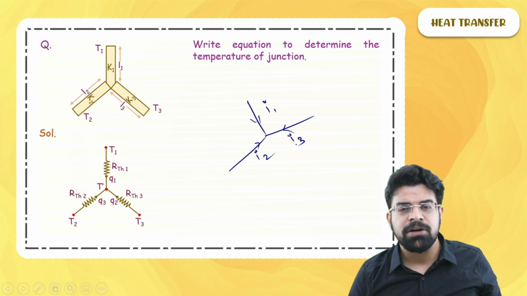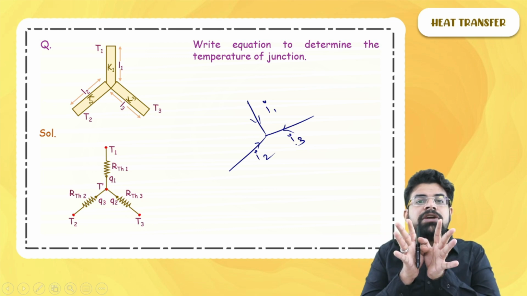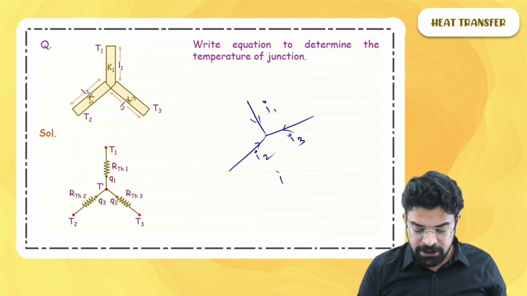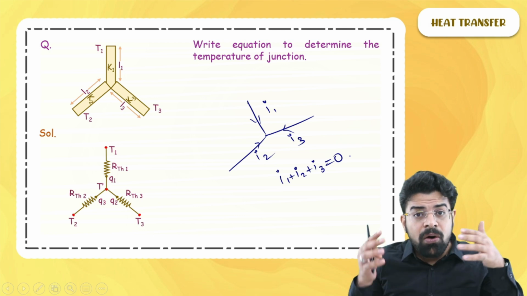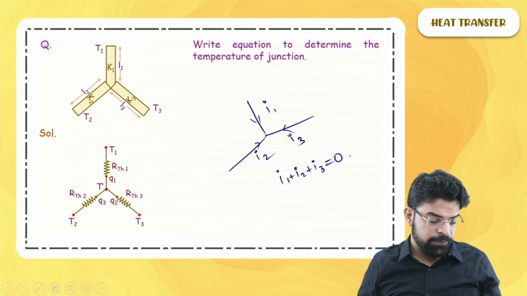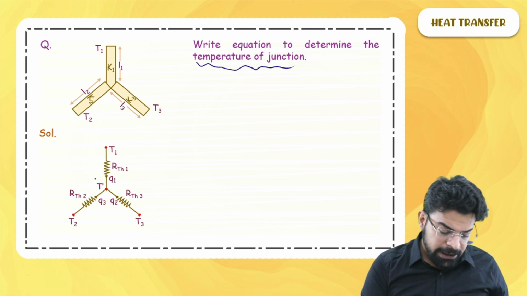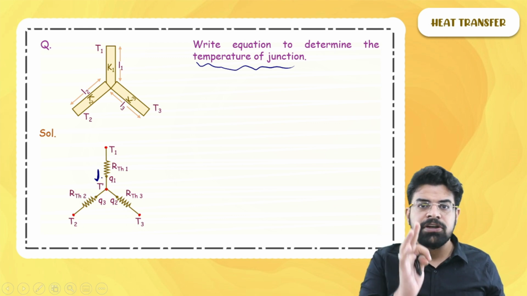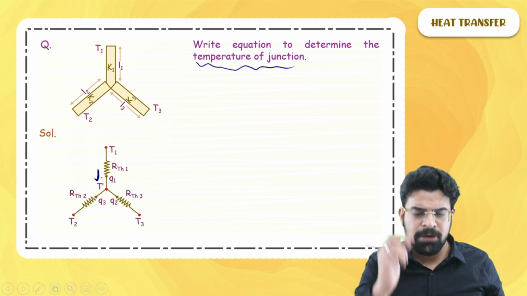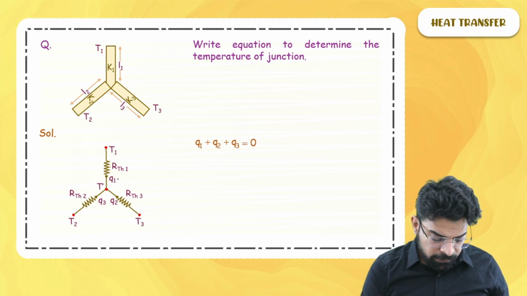You will say, sir, from Kirchhoff's current law, the current coming to the junction has to be equal to the current going away from the junction. So I will write that I1 plus I2 plus I3 will be equal to 0, because no current is going away from the junction. All the current is just going towards the junction. So as to find the temperature of the junction, assuming the temperature of the junction to be T dash, we can write first the equation of KCL for thermal, and we will write Q1 plus Q2 plus Q3 has to be equal to 0.